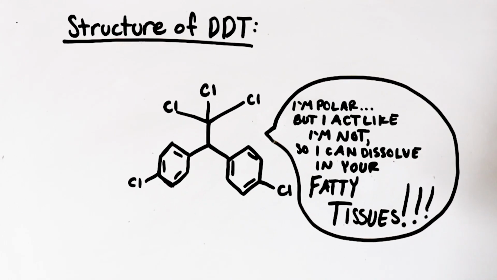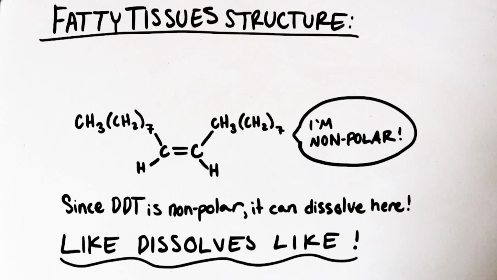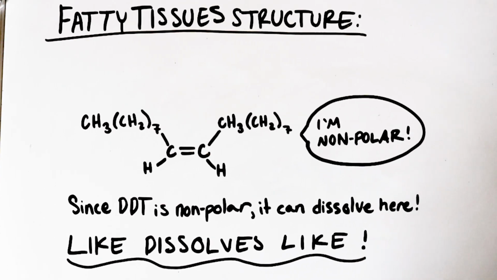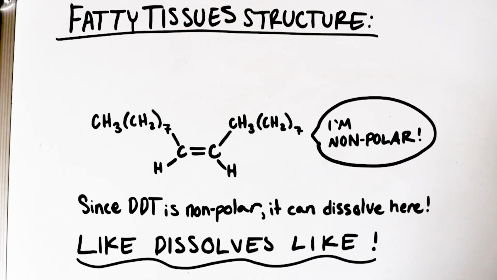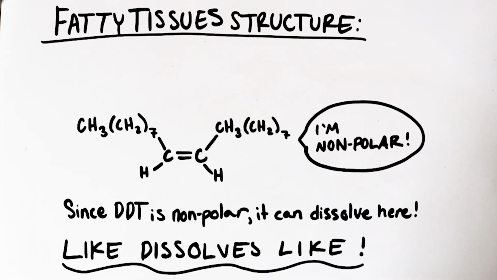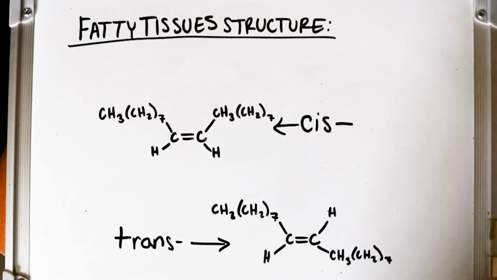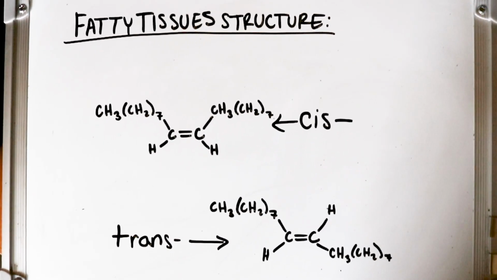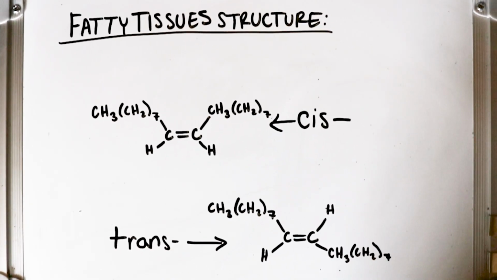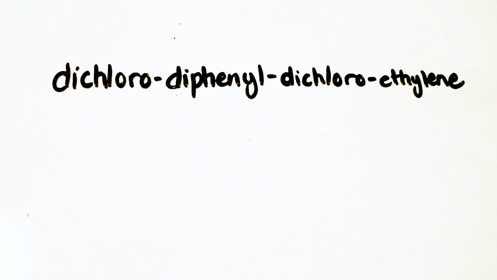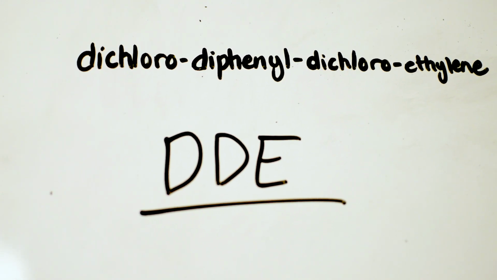This is the structure of DDT. The fatty tissues in our bodies are also considered nonpolar because they have no partial positive or negative charge, and like dissolves like, meaning it is extremely easy for DDT to dissolve here. This is the structure of the fatty acids present in the fatty tissues of our bodies. The structure of this molecule can be cis or trans. Once our bodies break down DDT within these tissues, it turns into something called dichloro-diphenyl dichloroethylene, or DDE, which is persistent in our bodies and has adverse health effects on life.